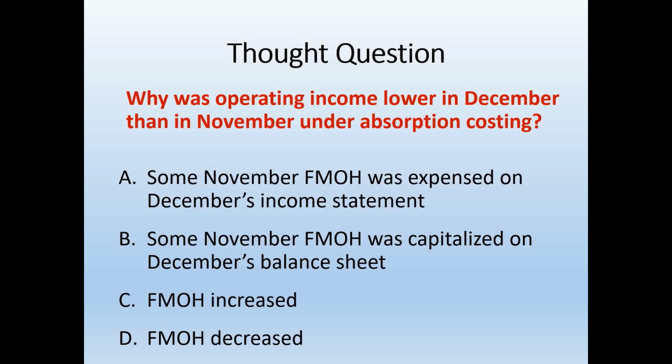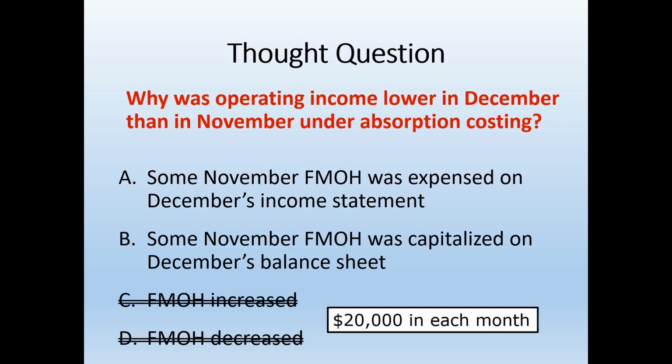Now, you explain it to me. Why was operating income lower in December than in November under absorption costing? Obviously, answers C and D can't be right because the fixed manufacturing overhead was $20,000 in each month.